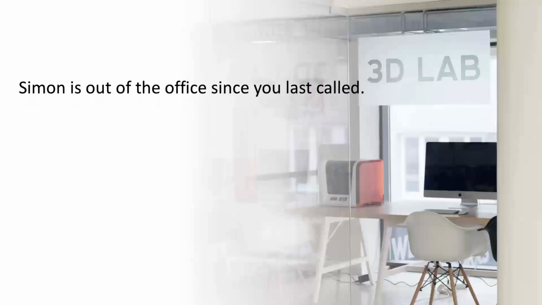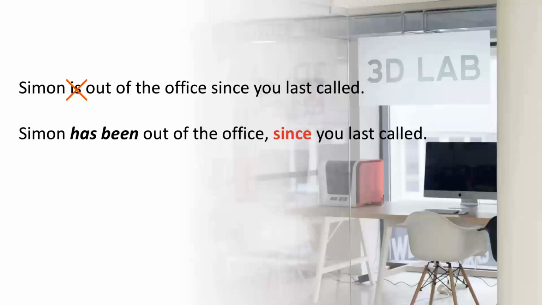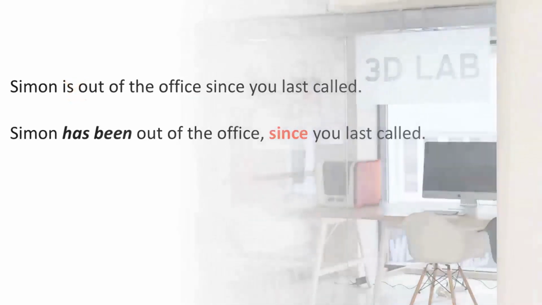Example 3. Simon is out of the office since you last called. And again, we cannot use is out of the office. We can't use a present verb, is. We cannot use for or since with the simple present tense. Instead, we would say Simon has been out of the office since you last called.